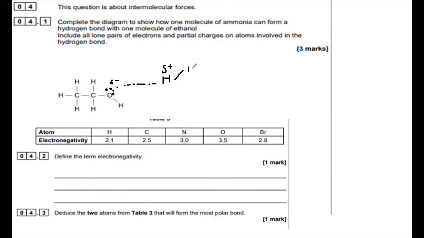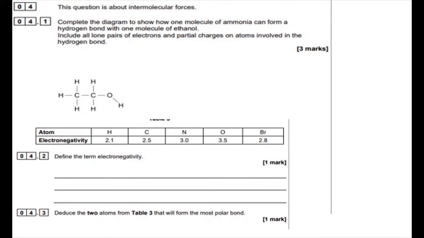And then that's going to be attached to an ammonia molecule. Now, I don't need to show the lone pair on the ammonia, on the nitrogen here, because it's not involved in my hydrogen bond. It's the lone pair of electrons on the oxygen, which are bonded to the partially positively charged hydrogen. So let me show the other option. Okay, that's option number 1. Let's rub this out and show you option number 2.